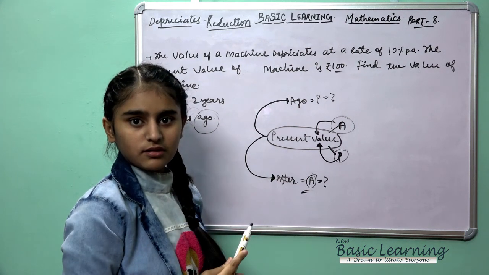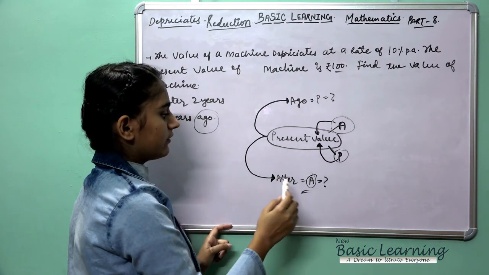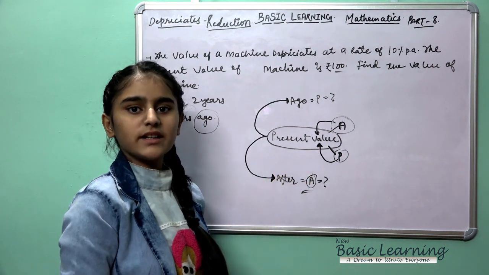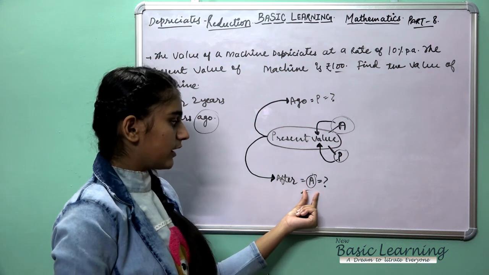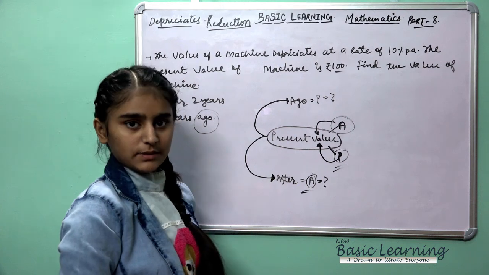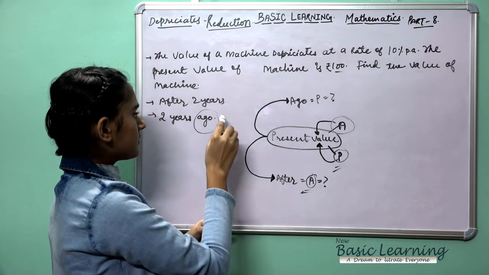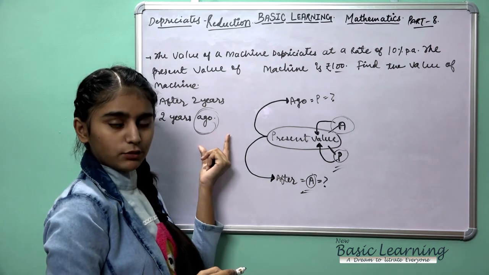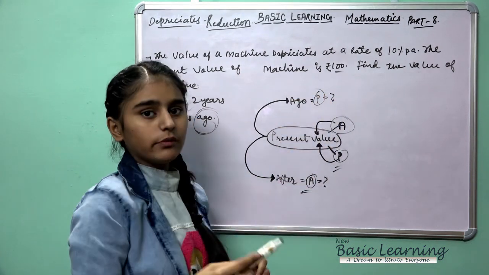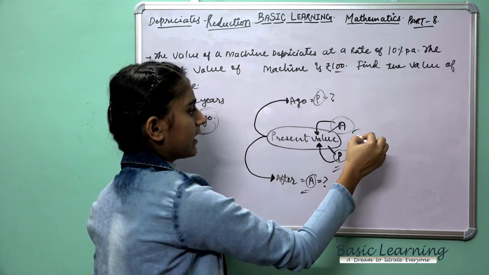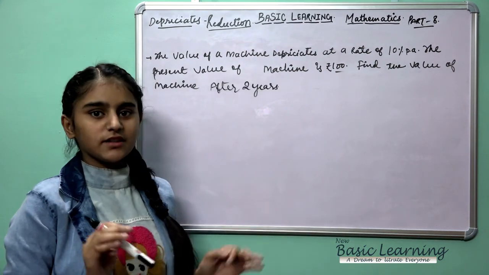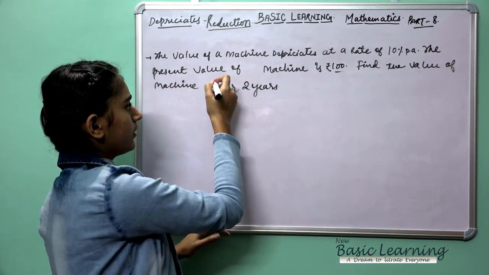Did you get it? Let me tell you once again. Whenever the present value is given and you need to find the value after 2 or 3 years, you need to find the amount and the present value is taken as principal. And whenever it is asked to calculate the value 2 years ago or 3 years ago, you need to find the principal and the present value is taken as amount. Hope you got it. So now we will solve the first part, that is after 2 years.